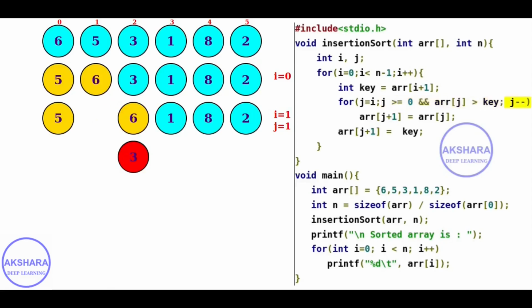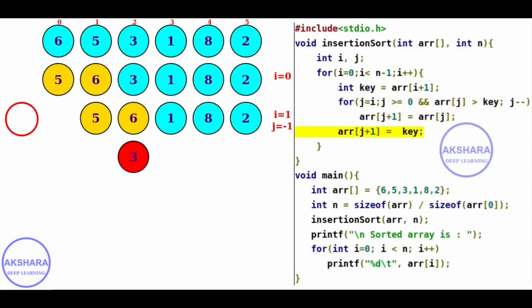Again j will be decremented, so j will be 0. Again array of j is greater than the removed element, so this 5 will also be shifted to j plus 1 index. Again j will be decremented, so now j is -1. Here this first condition will fail since j, -1, is not greater than or equal to 0. So this for loop will exit.